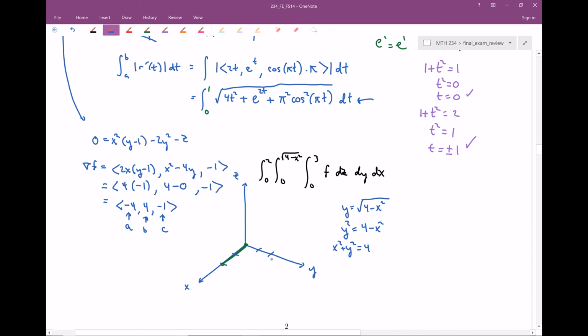So I'm in the xy plane and I'm drawing stuff. If I want to draw the part of the circle that lives between x equals 0 and x equals 2, just the top half, then if I plugged in x equals 0, I would get out y equals 2. So that's going to be up here. Likewise, if I plugged in x equals 2, I would get 4 minus 4, so y equals the square root of 0, which is 0.